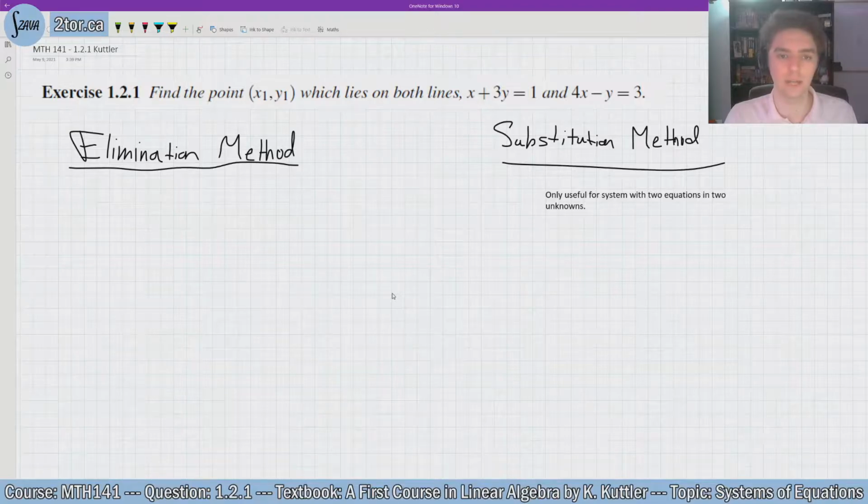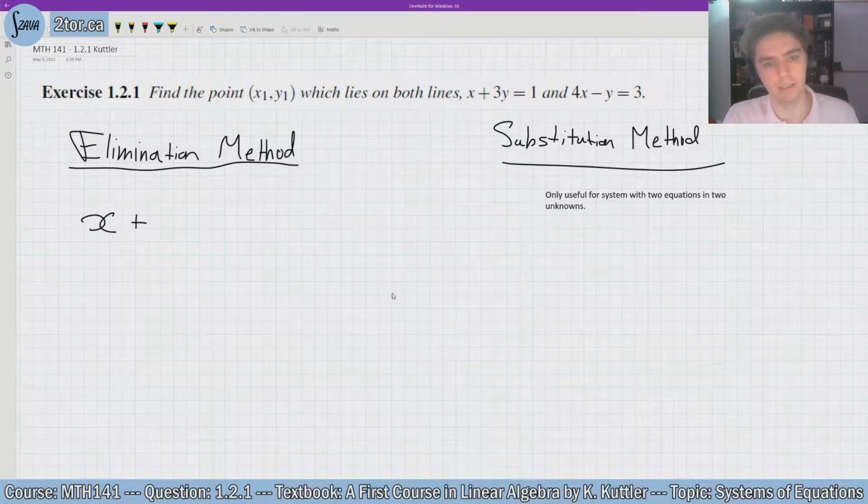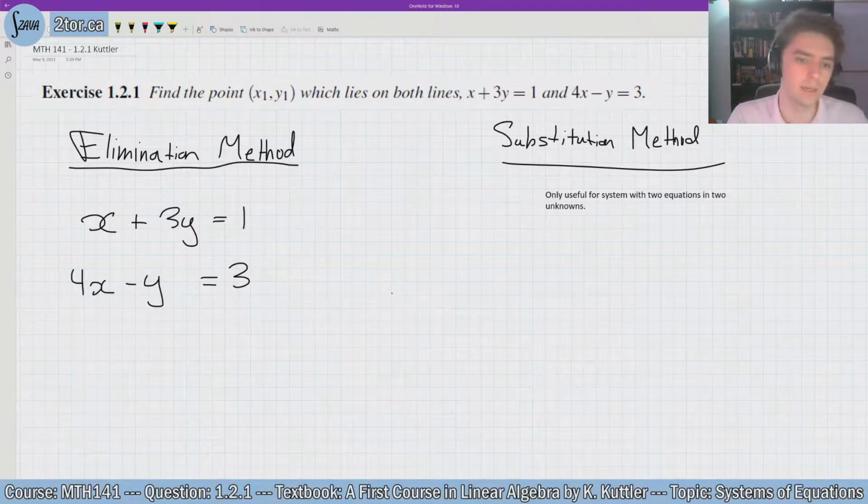Elimination method uses our elementary operations. So first, what I'm going to do is write these equations on top of each other, in a nice list like this. So x + 3y = 1, right? 4x - y = 3. There's our two equations. And if you just want to recall quickly, what are our operations here?